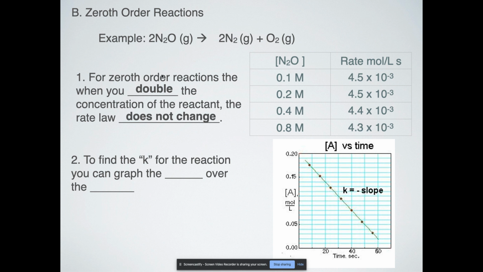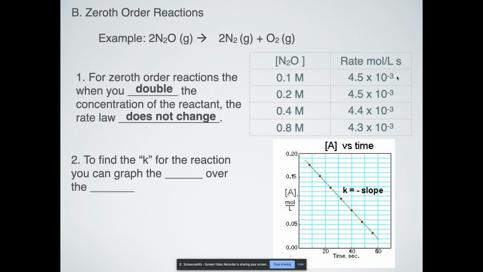Now, this rate law does expire, which means that eventually the rate will hit 0. You can't technically have a negative rate, you can't all of a sudden go into the negatives. So that does mean that this is normally a starting place for a reaction.